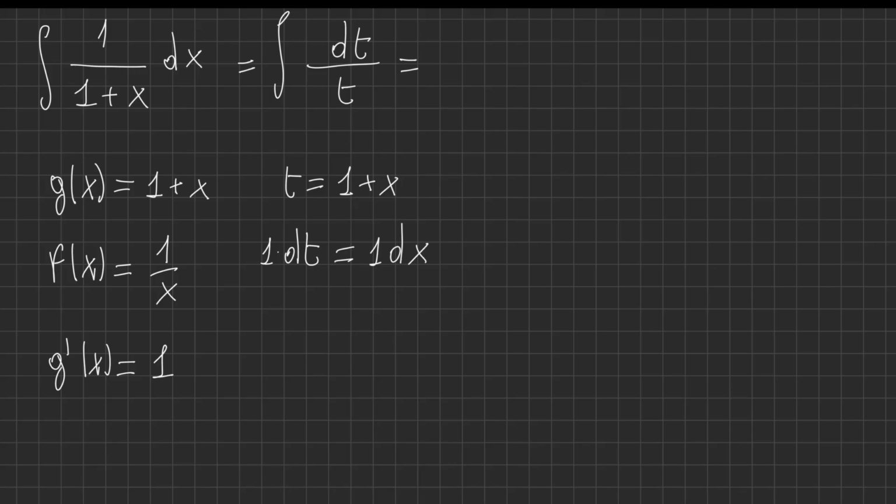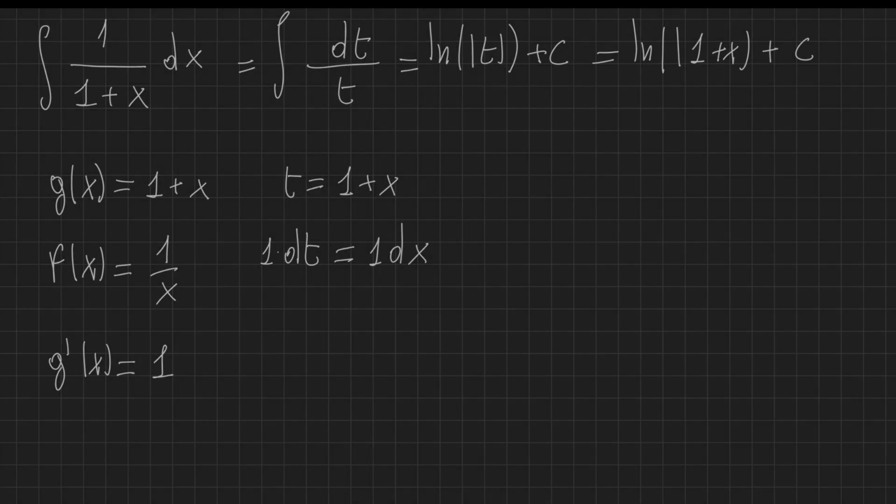This is just the log of the absolute value of t plus a constant. And finally, we have just to remember that we substituted t equal to 1 plus x, so we have to go back to x. This is going to be the logarithm of the absolute value of 1 plus x plus a constant c.